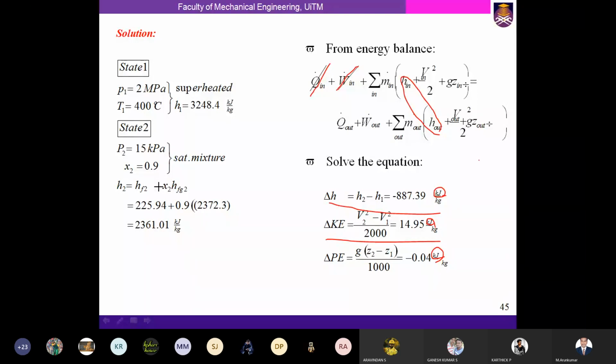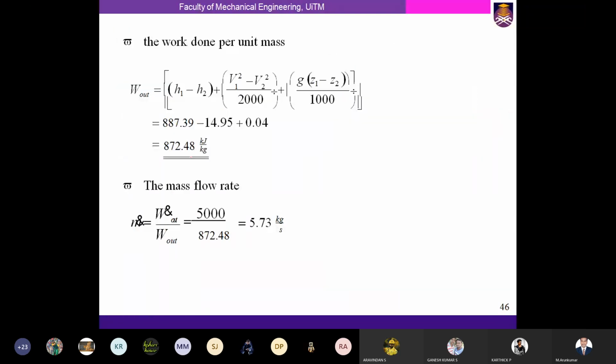The energy balance equation remains: W out will be equal to change in enthalpy, plus change in kinetic energy, plus change in potential energy. So we can substitute what we already found to get the work output. We get work output as 872.48 kilojoule per kg.